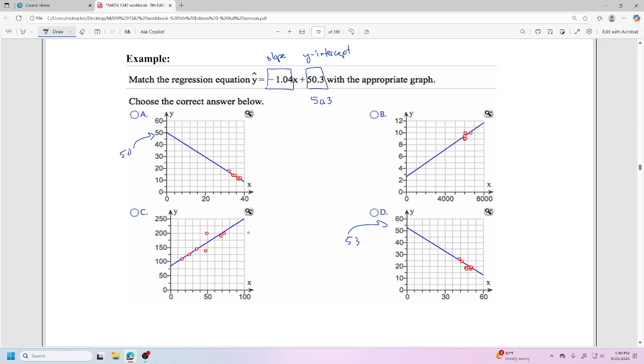Isn't that just mean? Our eyes think it's 53, but it's not. It's 50.3. And then, of course, this is negative, which means it's going down, right? So that one right there, A. Oh, that was mean, wasn't it? It's okay. That's what we talk about in class. Okay, scroll, scroll, scroll.